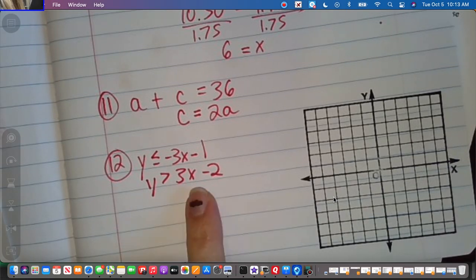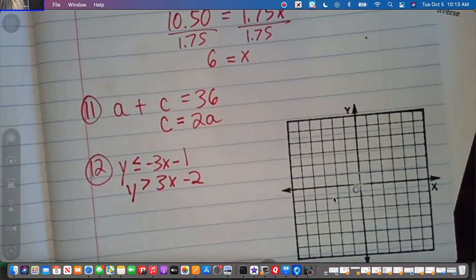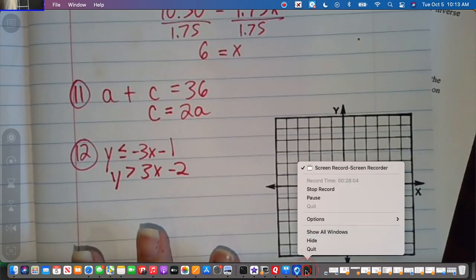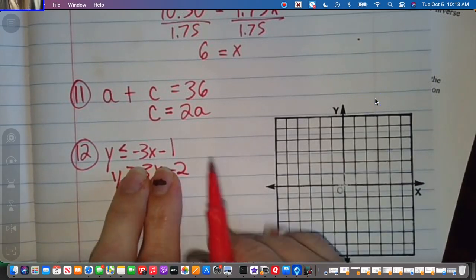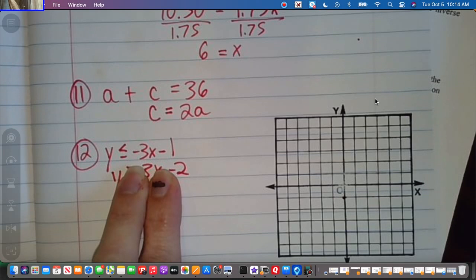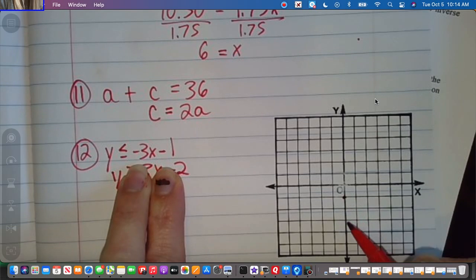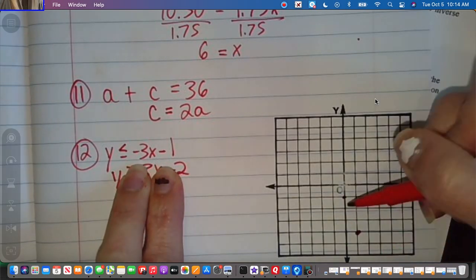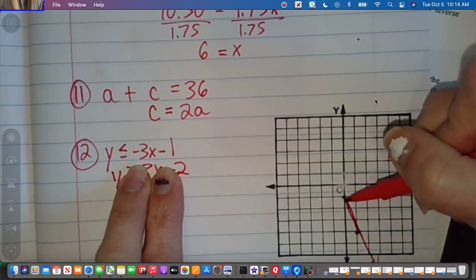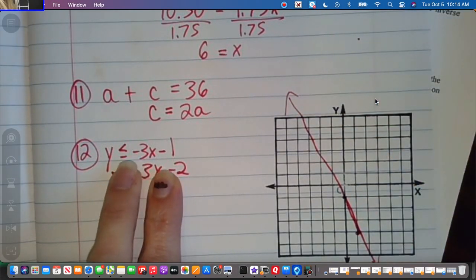Now, for this one, yes, you can use your graphing calculator, but you're still going to have to put it on the paper. So this is the shaded graph. I'm going to go down 1. Does everybody remember that? We go down 1, make your point, and from there, where do I go? Down 3 and over 1. Over 1, 2, 3, and over 1. Is it a solid line? Yes, it is a solid line because of the equal sign underneath.